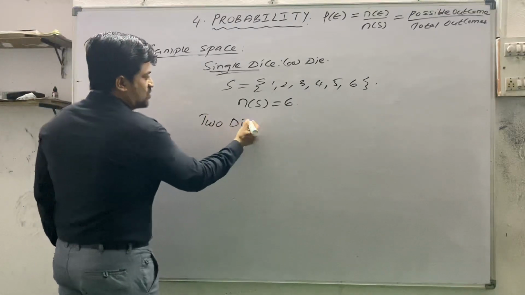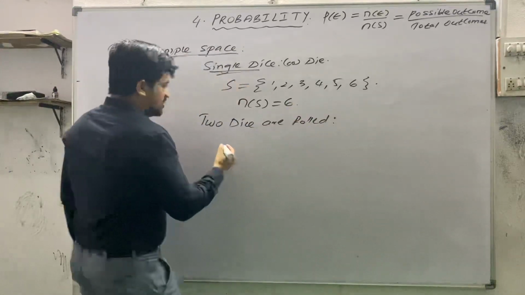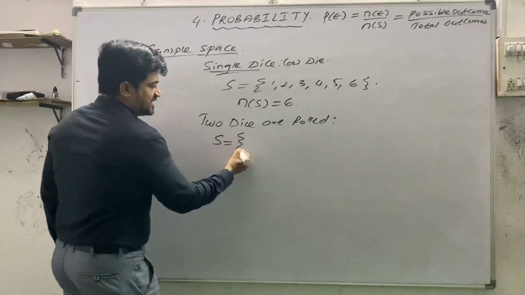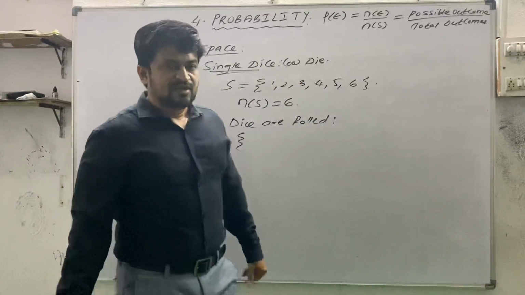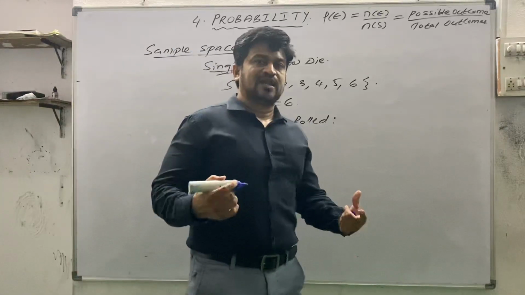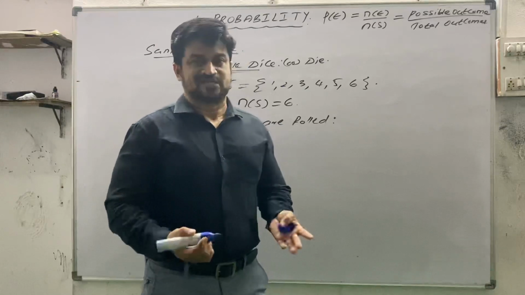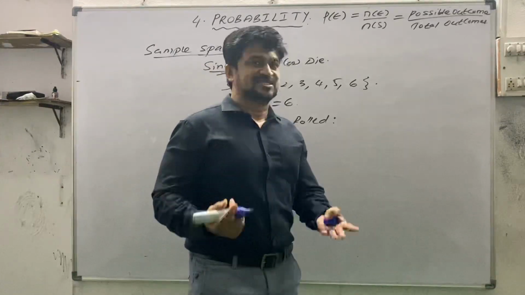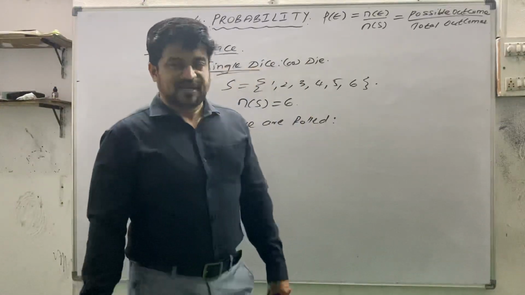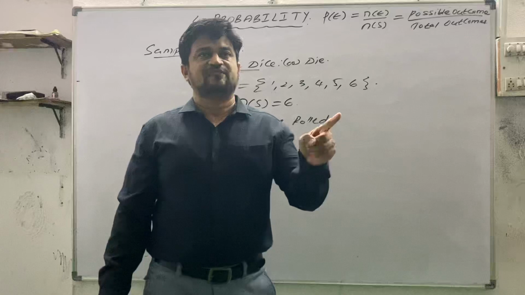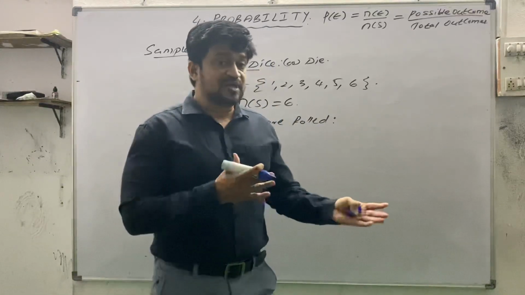2 dice are rolled or thrown. What is the sample space? See, if I have 2 dice in both my hands, I am rolling out both at a time. What can I get? We cannot say what we are going to get, because that is magic. That is not probability. How many cases can we get? I have tossed 2 dice at a time. I got 5 on the first dice, 6 on the second dice. It is one case. So how many cases can we get?